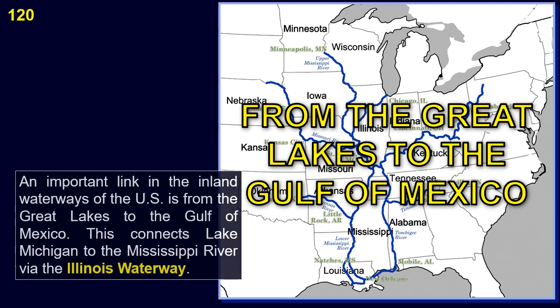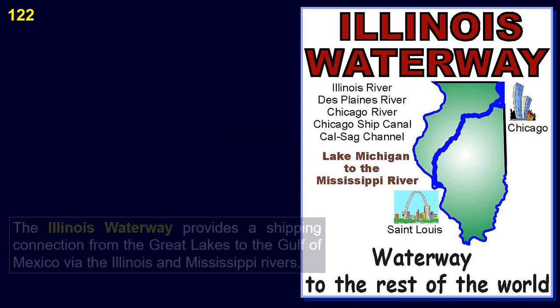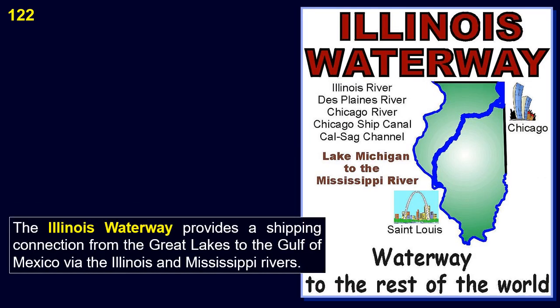An important link in the inland waterways of the U.S. is from the Great Lakes to the Gulf of Mexico. This connects Lake Michigan to the Mississippi River via the Illinois Waterway. The Illinois Waterway System provides a navigable link from the Atlantic Ocean via the St. Lawrence Seaway and the Great Lakes to the heartland of the U.S. and the Gulf of Mexico. The Illinois Waterway provides a shipping connection from the Great Lakes to the Gulf of Mexico via the Illinois and Mississippi rivers.